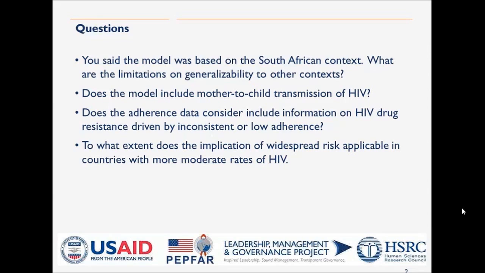So to what extent does the implication of widespread risk apply in countries with more moderate epidemics? So very similar to the first question. What we're saying is that the risk is definitely higher than the orphan numbers will lead us to believe, but obviously will not be as large. South Africa has a very intensive epidemic. So the proportions of children that we're talking about would only really be relevant in a Southern African context, Botswana, Namibia, Swaziland, and so forth, but not more generally.